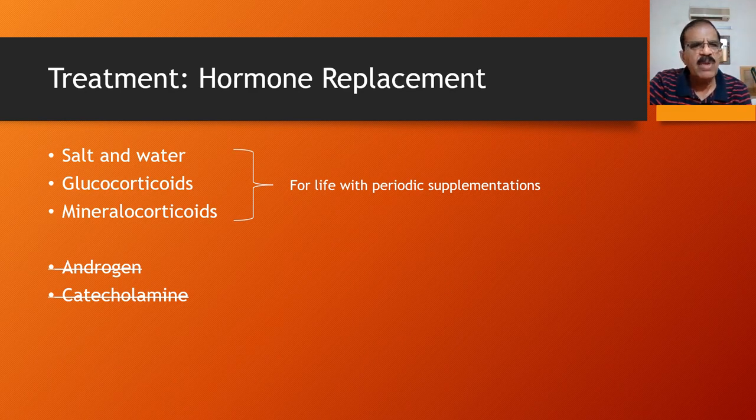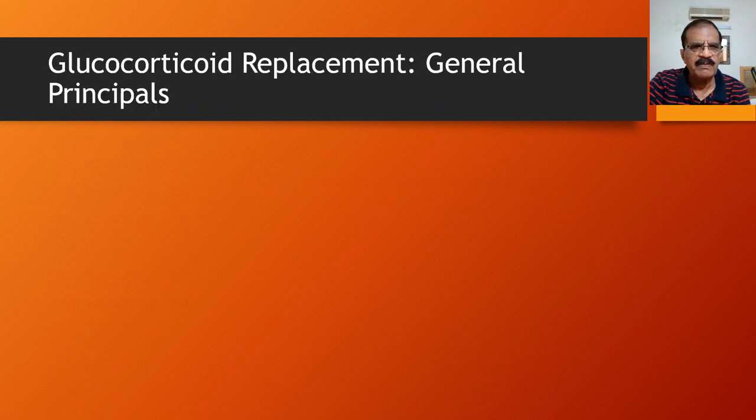And I'll explain to you what I mean by physiological way. And in some cases, if despite the recommended dose of glucocorticoid, the patient is still having hypotension, hyperkalemia, hyponatremia, then probably mineralocorticoid will also be needed. There are some general principles of replacement.